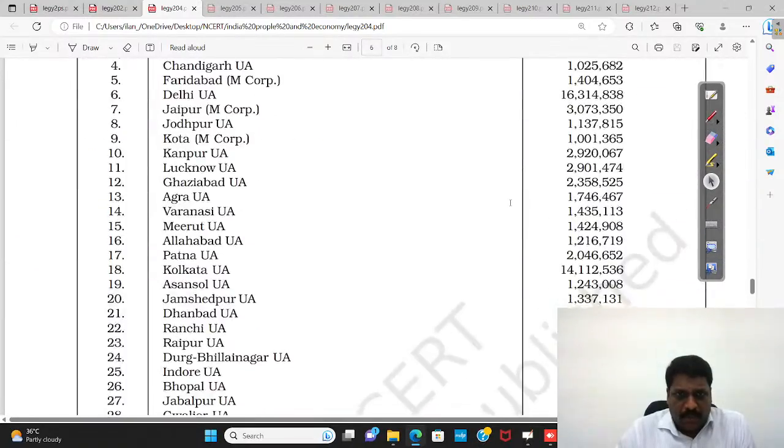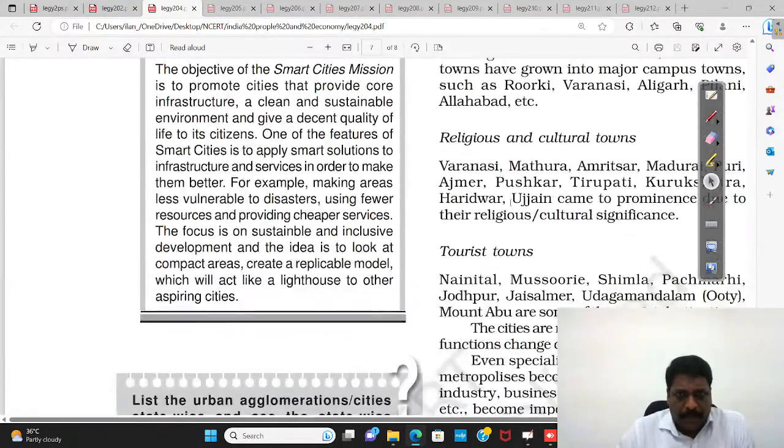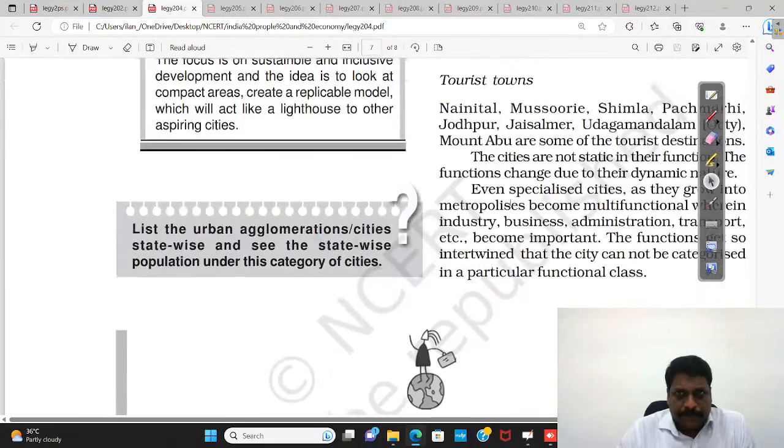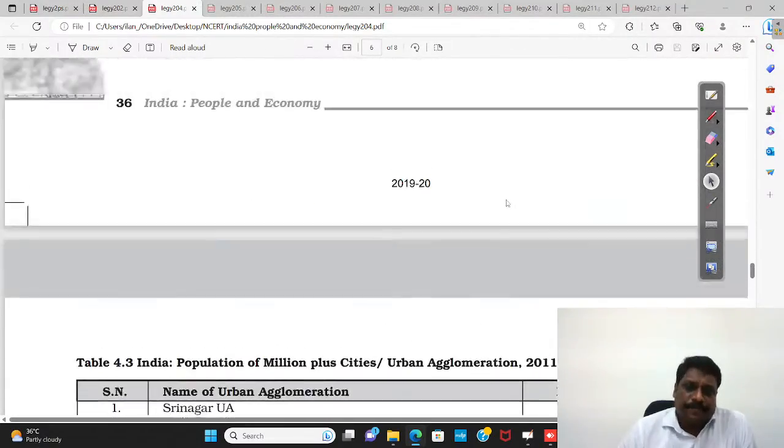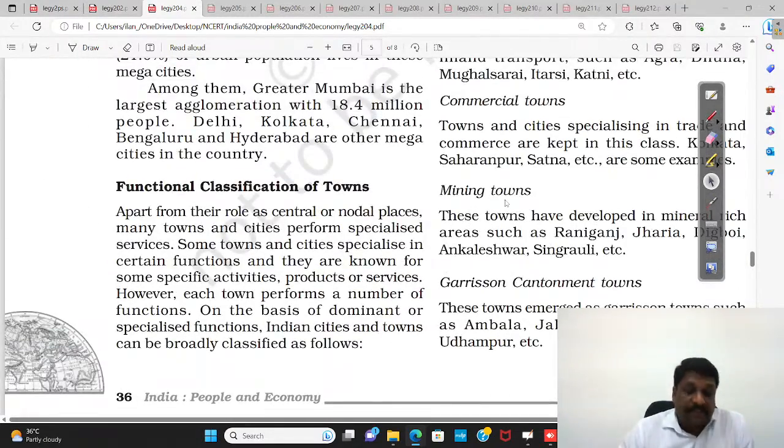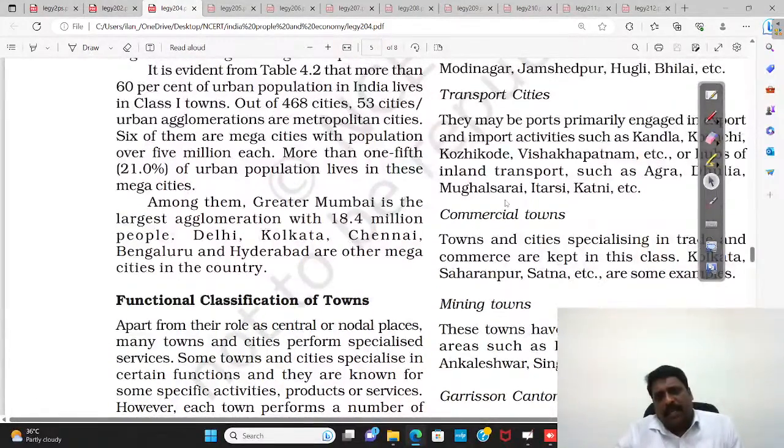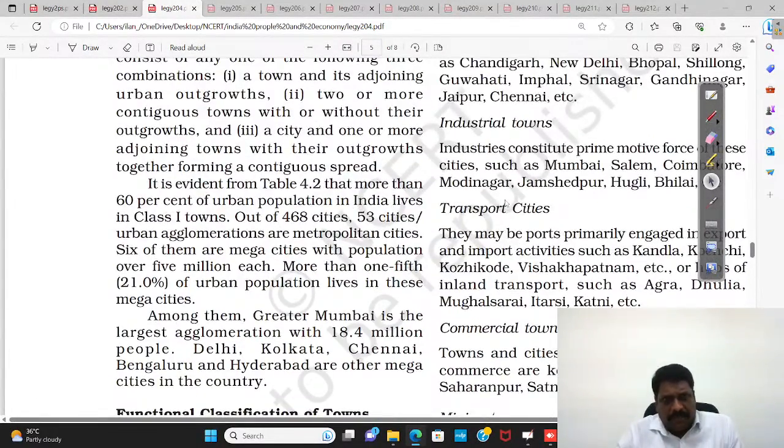Administrative town, that and all, it is okay. It is not given, but actually speaking, the census defines it. So there are other classifications, other criteria for classifying a town.